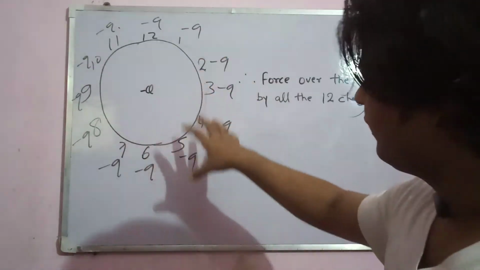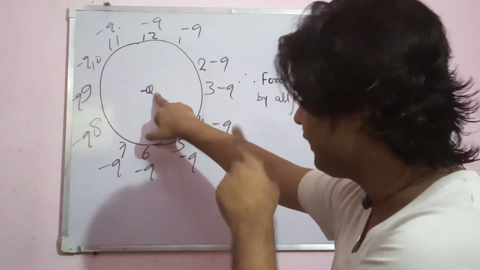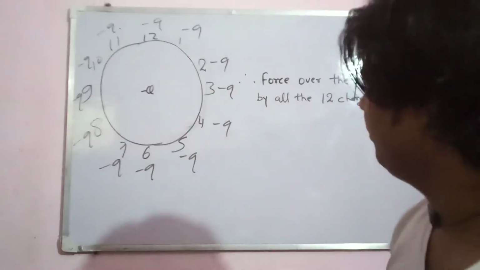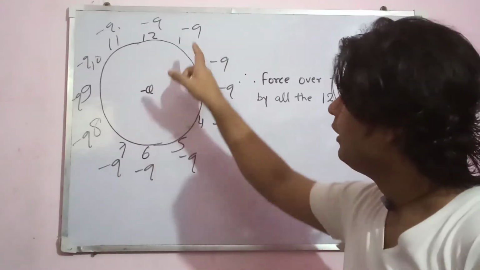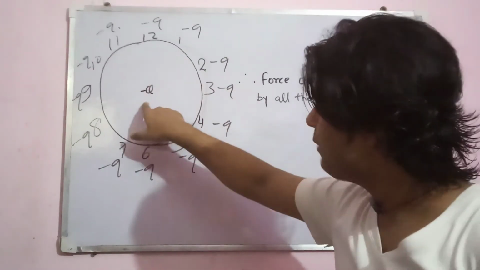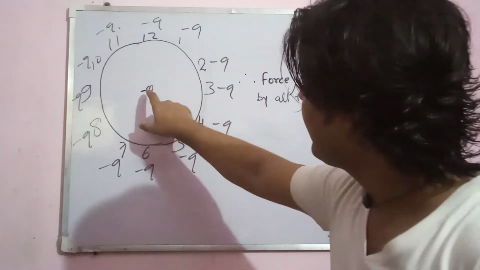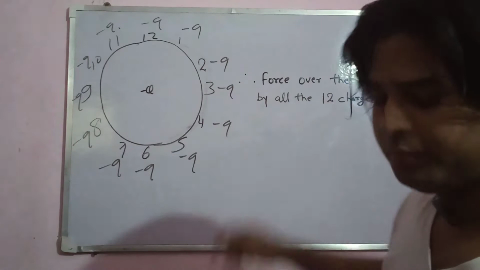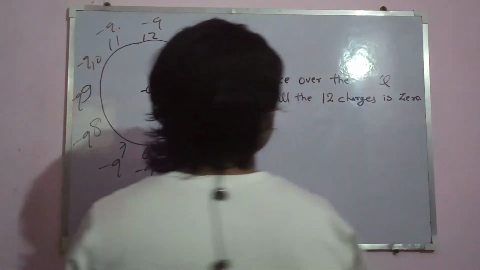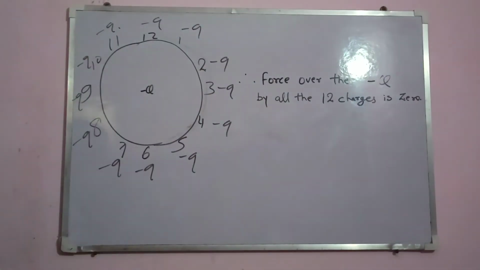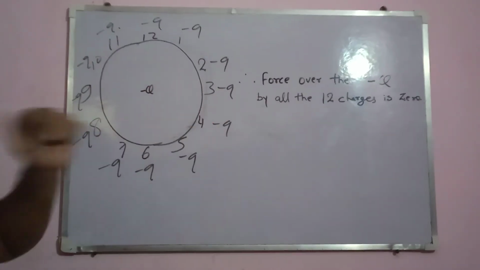Let's see the same figure, the same problem, with a different aspect this time. I have interchanged the signs of the charges at the center and on the ring too. This time I put minus Q over the ring at each and every number and minus Q at the center of this watch. Again I get force over minus Q by all these 12 charges equal to 0.